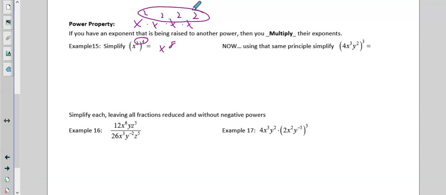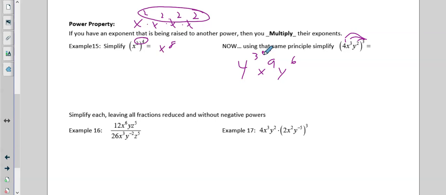Now we're going to apply it. Remember, this 3 also goes to this 1 that's not written. So it's going to go here, here, and here. So first we're going to get 4 to the third. This right there is the most common mistake, forgetting that right there. Most people will do 3 times 3 is 9, and 2 times 3 is 6, but they forget this right here.